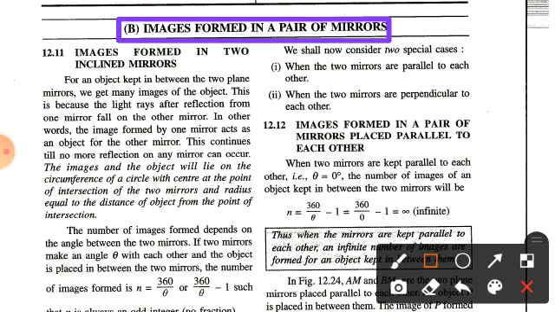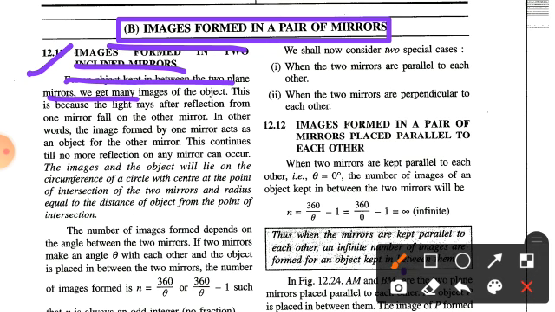Clear? In our previous lecture, that is lecture number 1, we have discussed most of the topics, and today's lecture, lecture 2, we will discuss the image formed in two inclined mirrors. So for an object kept in between two plane mirrors, we get many images of the object.